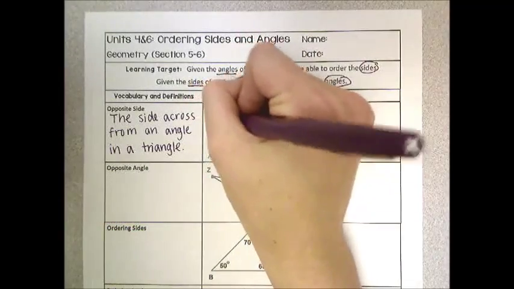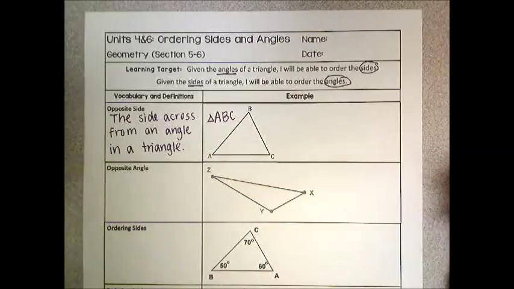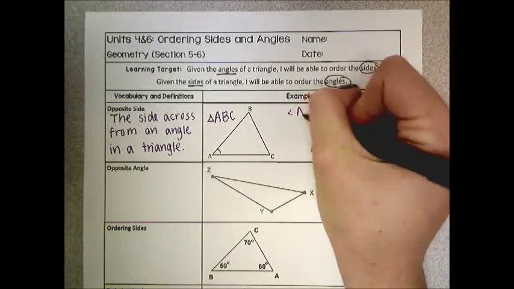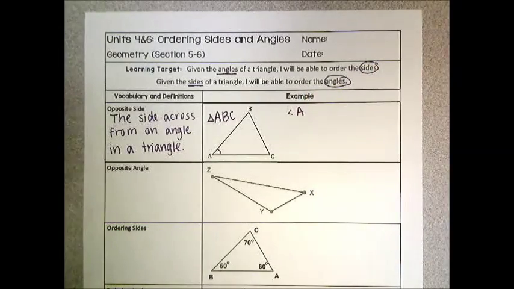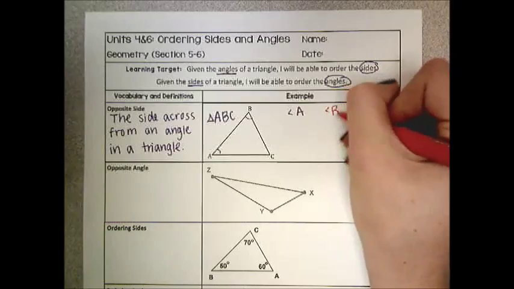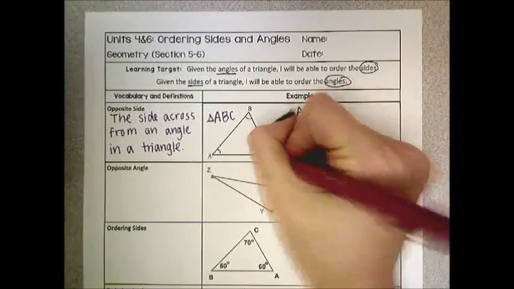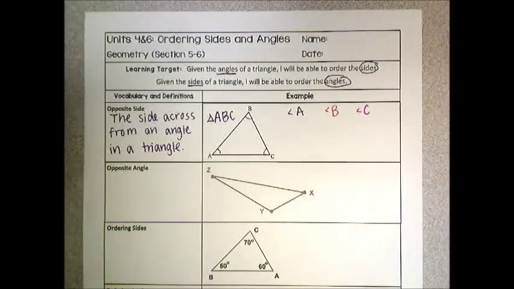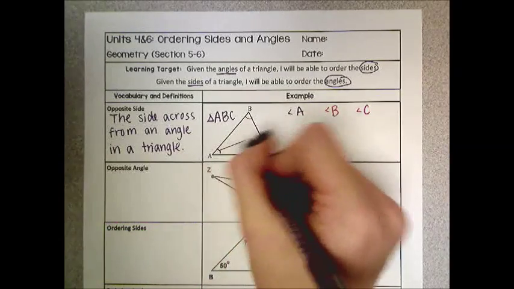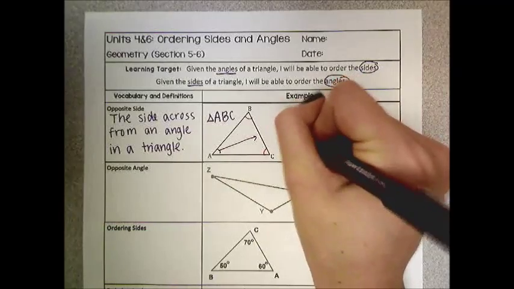So in triangle ABC here, I am going to go ahead and label what my angles are. I obviously have an angle here at A, and I have an angle here at B, and I have an angle here at C. So my side across from angle A is BC.